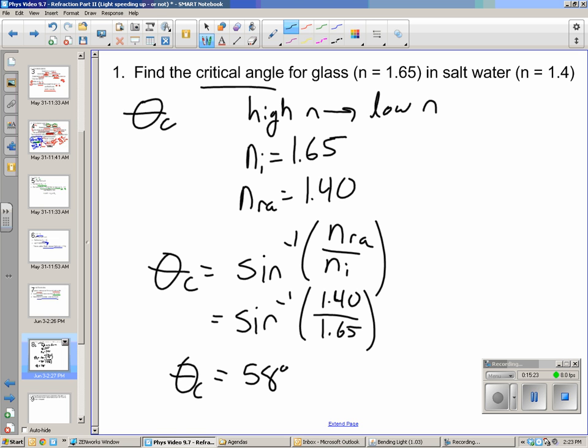Okay, so what that means is, if you're going from glass into salt water, if your incident beam is at an angle of 58 degrees, that's the dividing line between where the light reflects only and reflects and refracts. Again, if you want to see an animation of it, it would look like this.